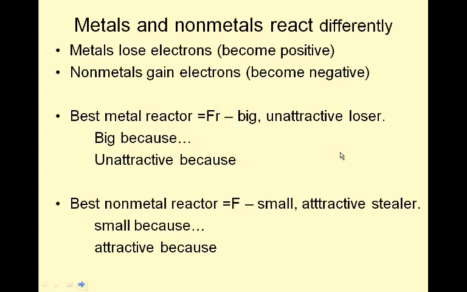Metals and nonmetals react differently. Metals lose electrons. They become positive. Yay, metals are happy. Nonmetals gain electrons. They become negative. The best metal reactor is francium. It's a big, unattractive loser, like the country of France. It's big because many energy levels. It's unattractive because few protons for its row.